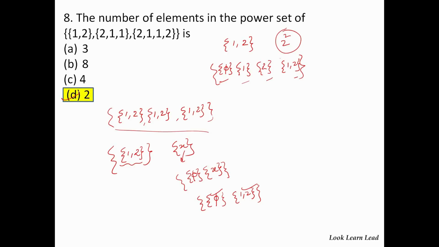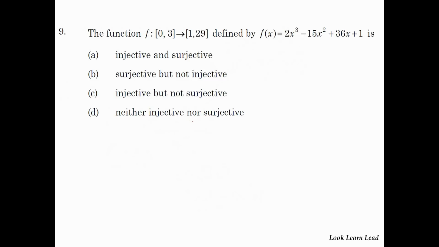Okay, this is our answer. Answer is D. Now the next question is the 9th. Is the function on [0, 3] into [1, 28] defined by f(x) = 2x³ minus 15x²... we have to tell whether it is injective, surjective, or not injective or not surjective. So let's solve.